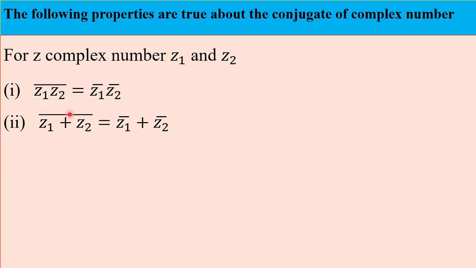Then property number 2 is that if you have z1 plus z2 and you conjugate after adding, it is the same as the complex conjugate of z1 plus the complex conjugate of z2. Then finally, if you take the complex conjugate of a complex number twice, you go back to the original complex number, which will be z.